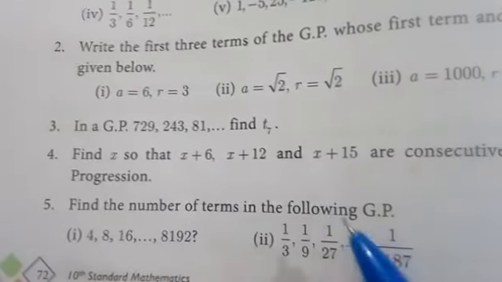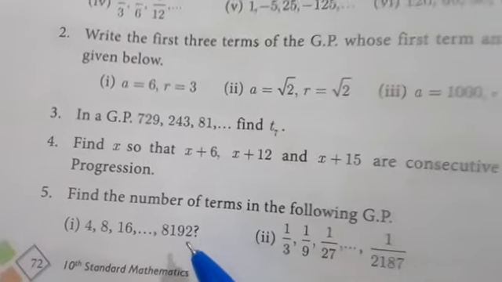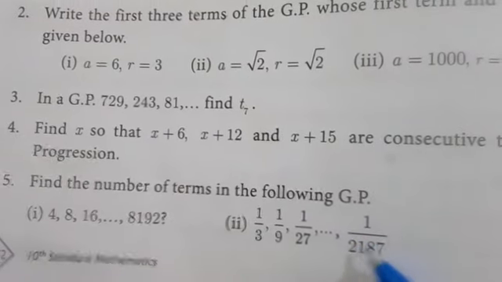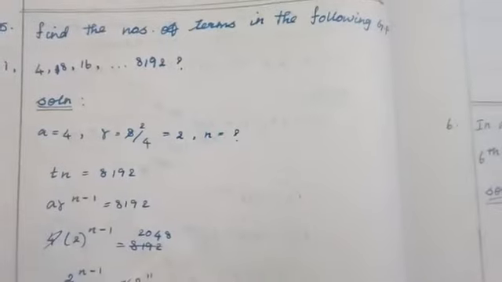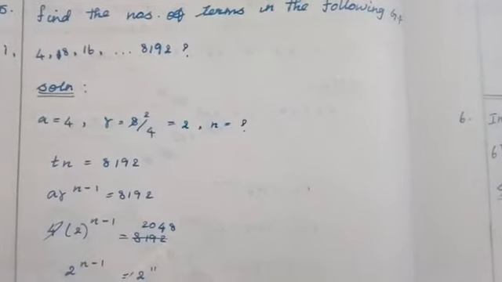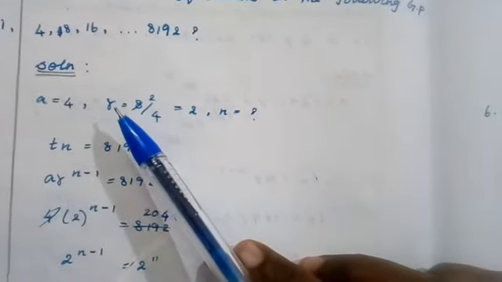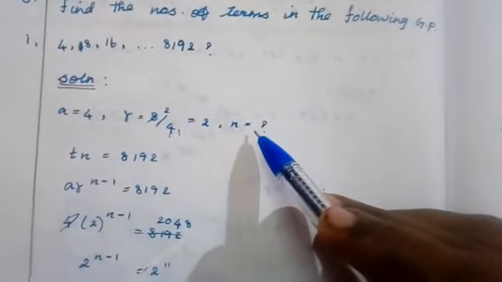Fifth question: find the number of terms in the following GP. 4, 8, 16, etc., 8192. Second problem: 1 by 3, 1 by 9, 1 by 27, etc., 1 by 2187. For this fifth question, we want to find the number of terms. The first term is 4, second term is 8. The ratio we want to find, that is 8 by 4. 2 fours are 8. So r equal to 2, and we want to find the n value.